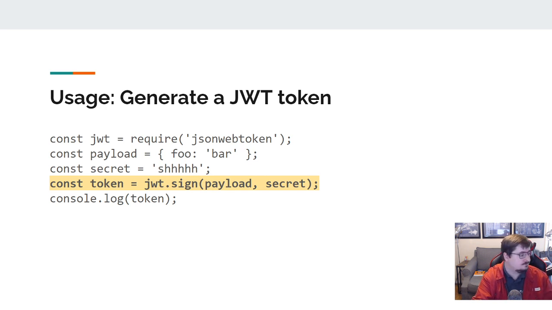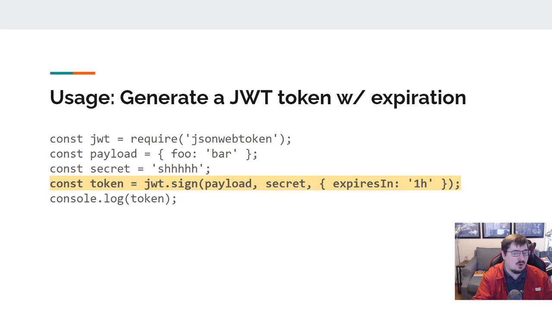And that's a good thing? It's usually not a good thing. So this is the way you issue tokens if you want them to be permanent. But generally, you don't want them to be permanent. So you should add an additional parameter, which is the options. And in the options, you can say how long it's good for. So here I'm saying that it expires in an hour.